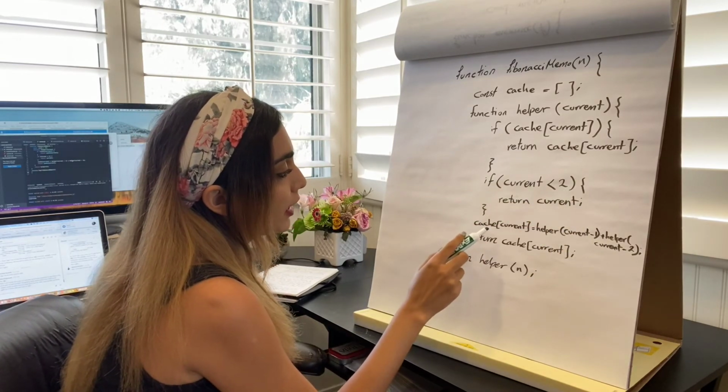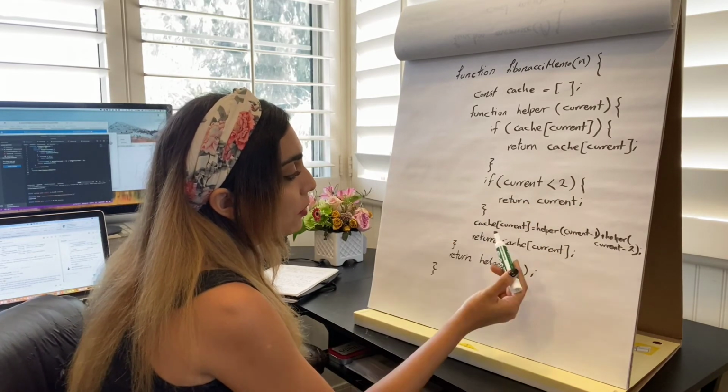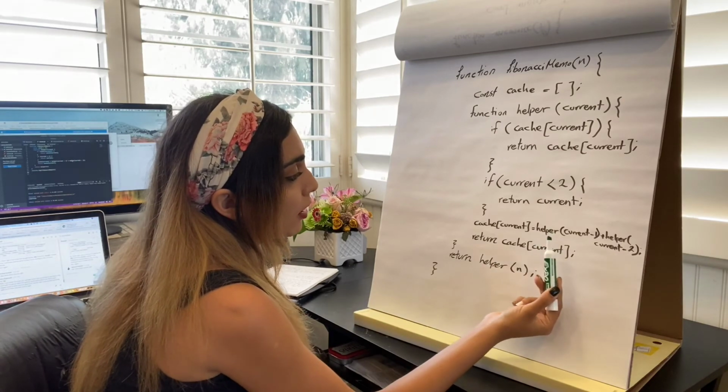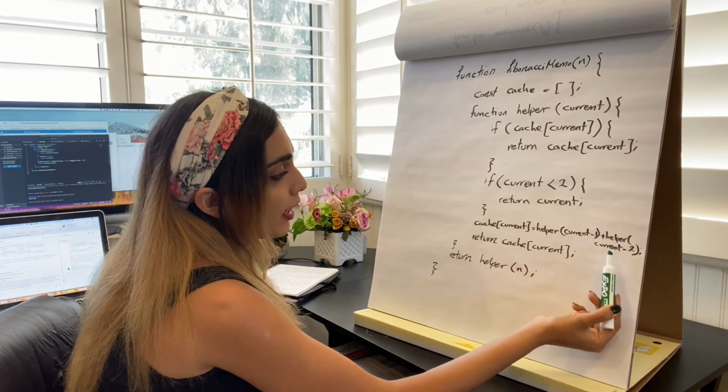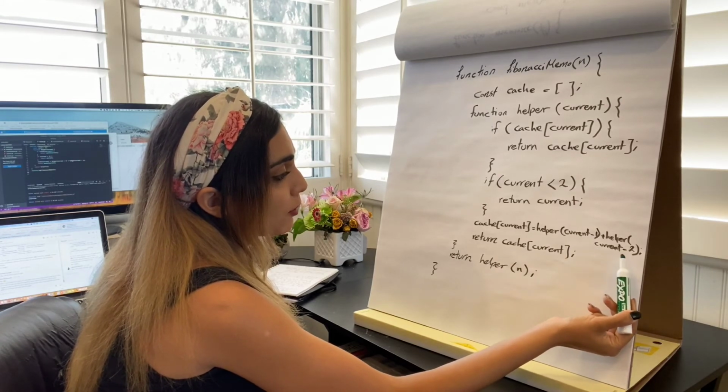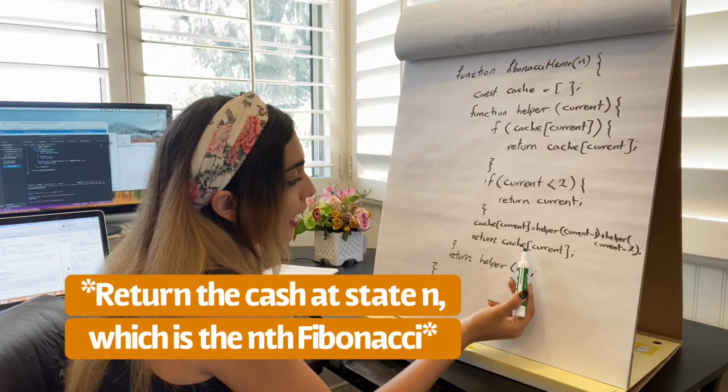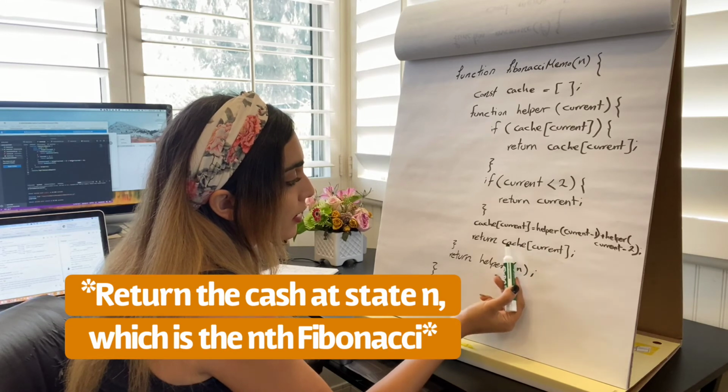Finally, if the computed value is not stored inside of the cache, we want to calculate it. We do that by calling the helper function twice, once for current minus 1 and once for current minus 2. Finally, we return the value and we store the current value inside of the cache.